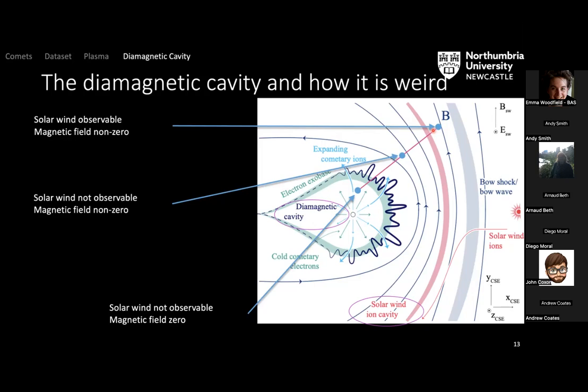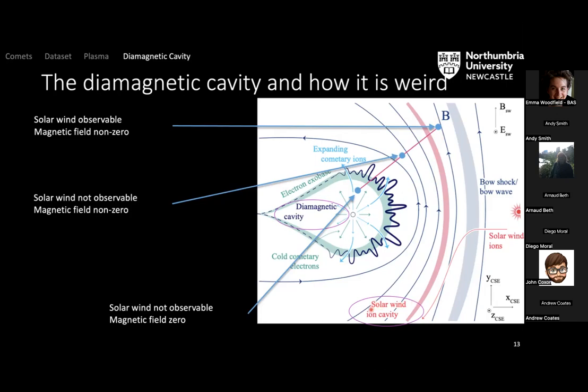And at some point, a bow shock or bow wave forms, but the solar wind ions are still present in the flow. They're slowly being substituted by cometary ions, but they're still present and observable. So at this point here, in the outer region of the interaction environment, you can still see the solar wind, and the magnetic field from the solar wind is also still present.